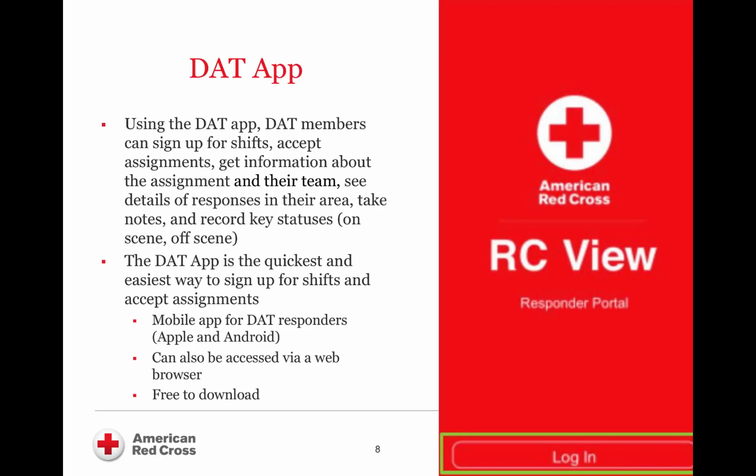The DAT app is one of the quickest and easiest ways to sign up for shifts. It is a mobile app that can be downloaded both on Apple and Android devices. It can also be accessed via a web browser, and it is free to download.